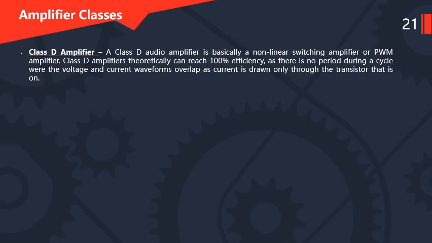So next is a class D amplifier. A class D audio amplifier is basically a non-linear switching amplifier or PWM amplifier. The class D amplifier theoretically can reach 100% efficiency, as there is no period during a cycle where the voltage and the current waveform overlap, as the current is drawn only through the transistor that is on.